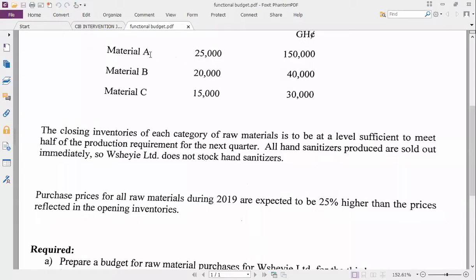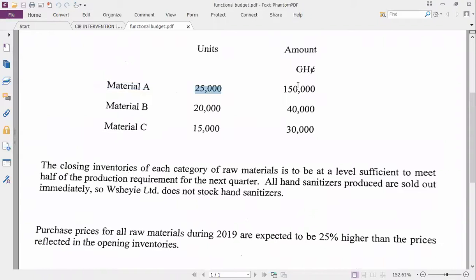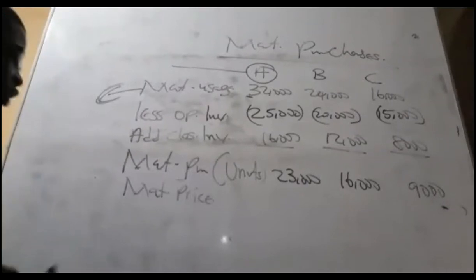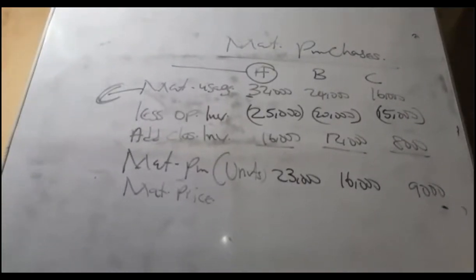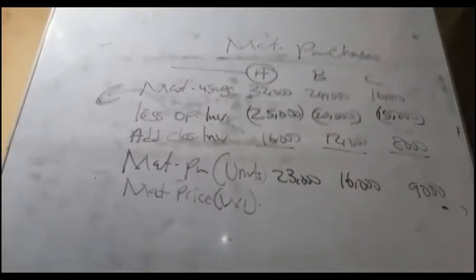And what's the price? You can get a price from here. If material A, they are saying that they have 25,000 units available, but the amount involved is what? 150,000. So each one will be what? Then you increase that price by what? By 25% before you multiply. So that is what we are going to do. Okay, so let's go and do that working somewhere. So that's working number 1. You go and do it somewhere and then bring the answer in.